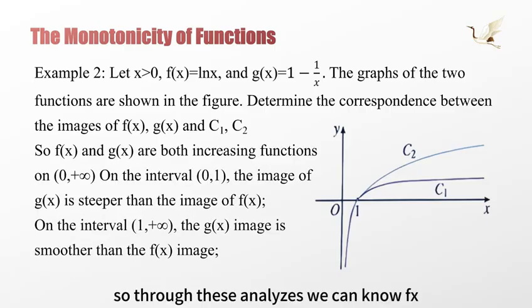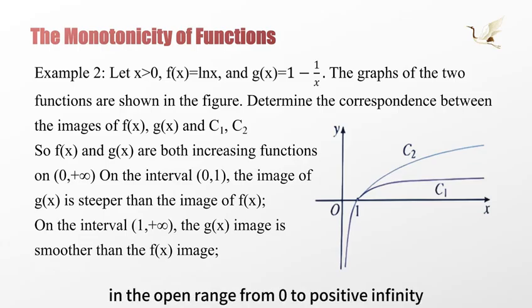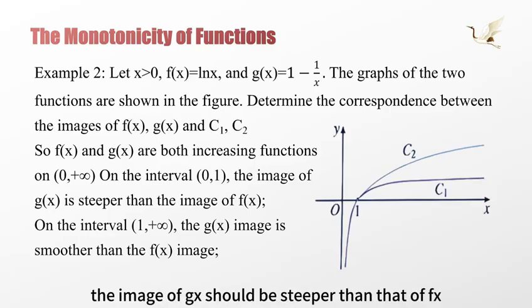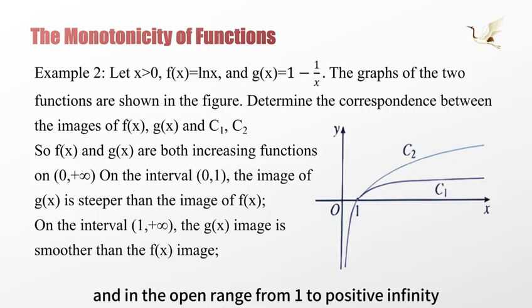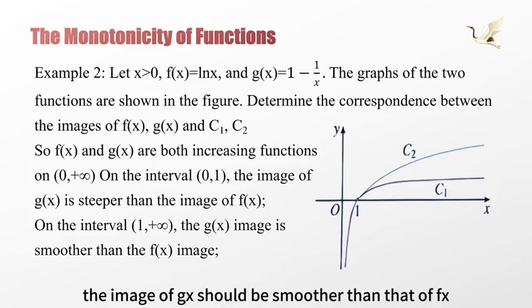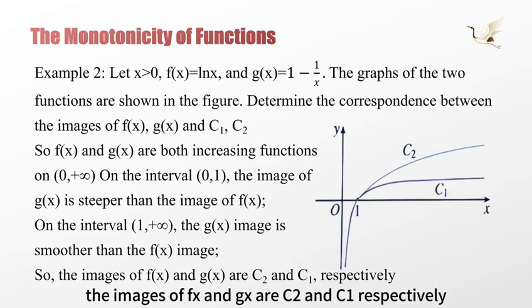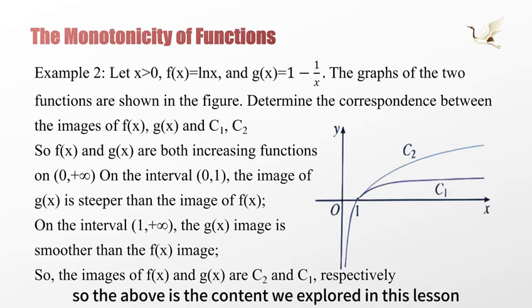So through these analyses, we know f(x) and g(x) are both increasing functions in the open range from 0 to positive infinity. On the range of 0 to 1, the image of g(x) should be steeper than that of f(x), and in the open range from 1 to positive infinity, the image of g(x) should be smoother than that of f(x). So based on the above analysis, we can draw a conclusion: the images of f(x) and g(x) are C2 and C1, respectively. So the above is the content we explored in this lesson.